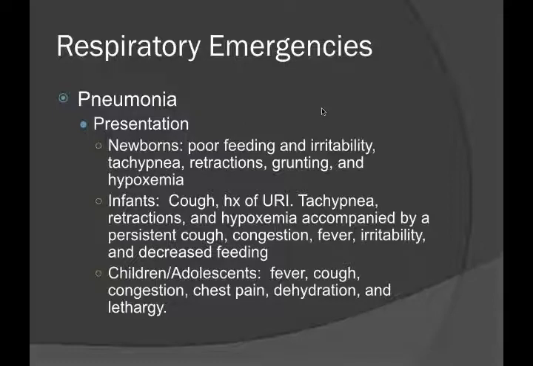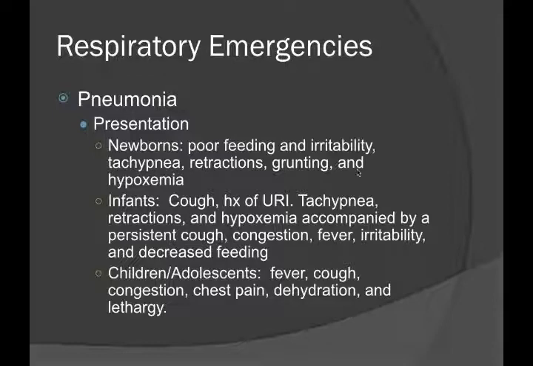Pneumonia presents differently in different age groups. So newborns, poor feeding is really the clue. Feeding is one of the most metabolically demanding things that an infant does, and so they may have difficulty feeding because they're becoming hypoxemic.